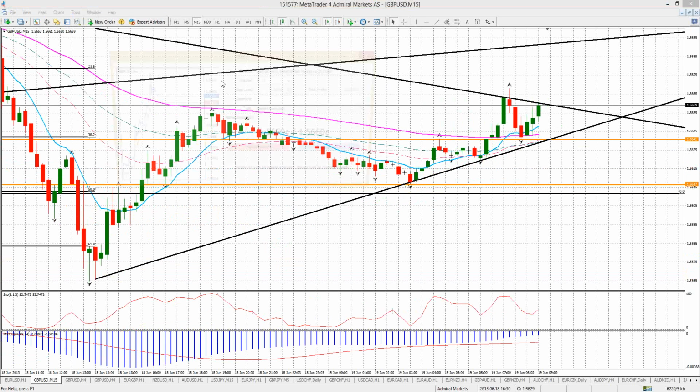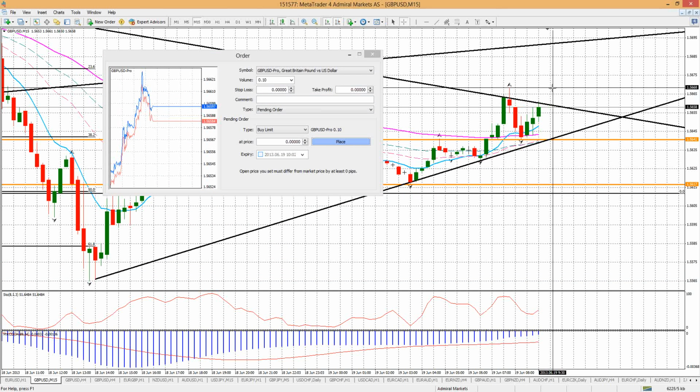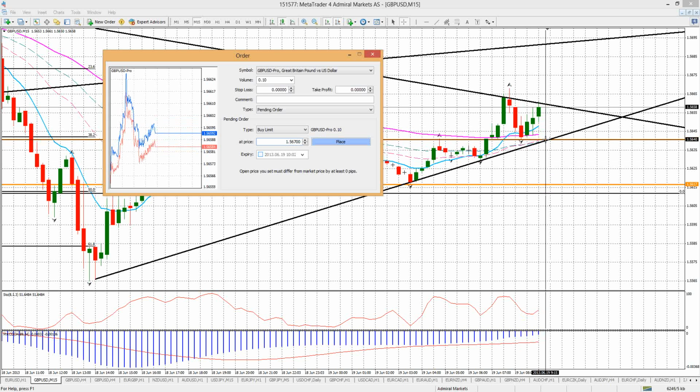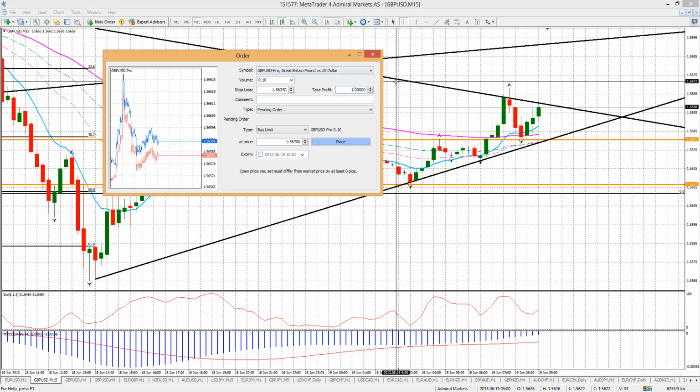So that would be a new order I'm going to try with a pending order above the high at 156. How much is the spread? Half a pip or yeah. So I'll go at 156.70 then. And I'll put the stop loss under the bottom at 156.37. And I'm targeting the top at 157.50.